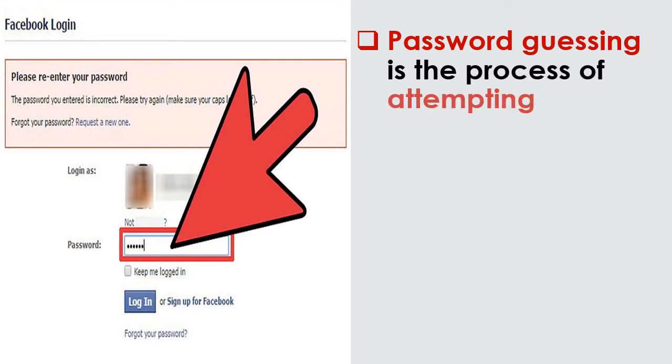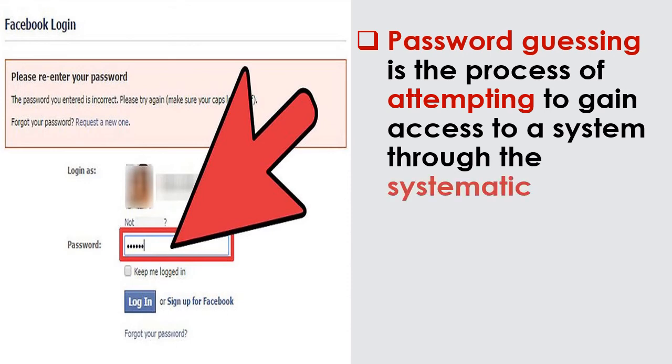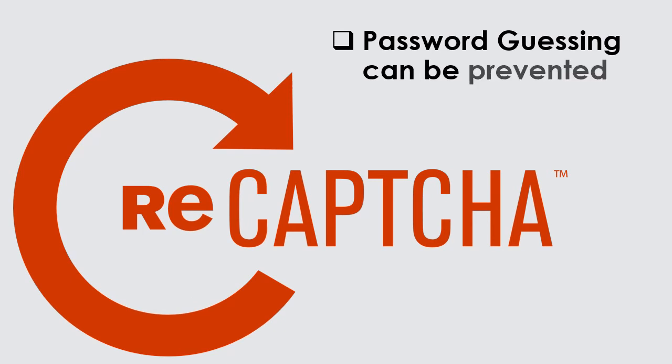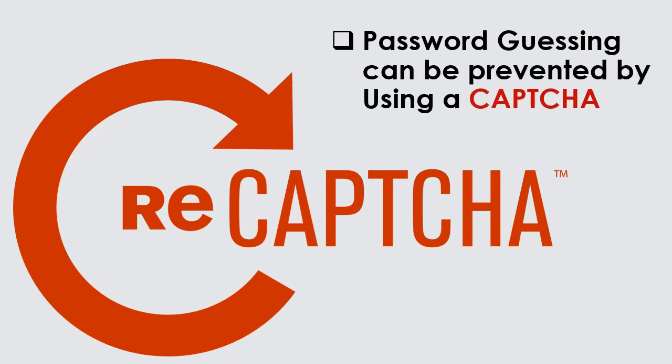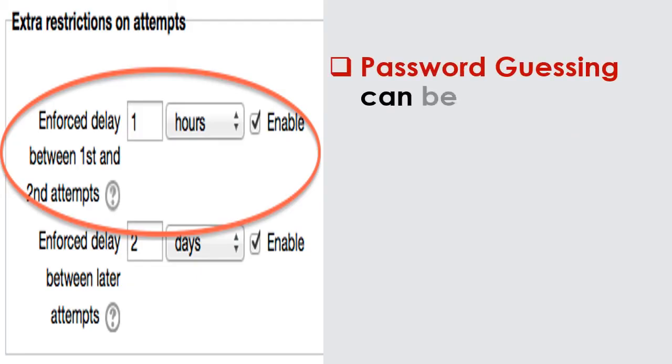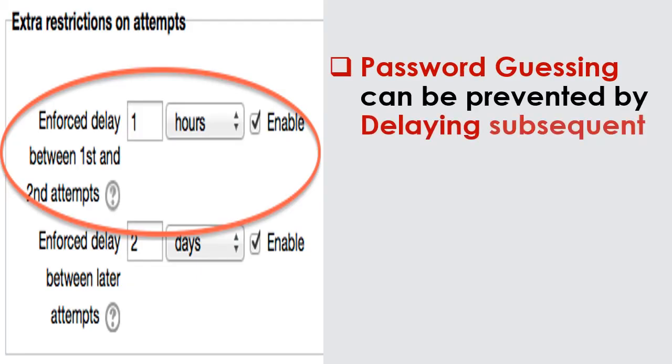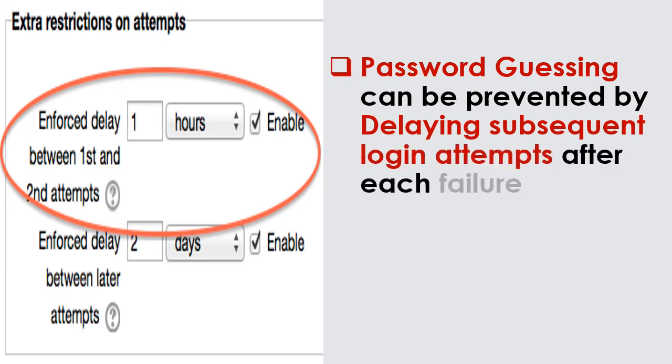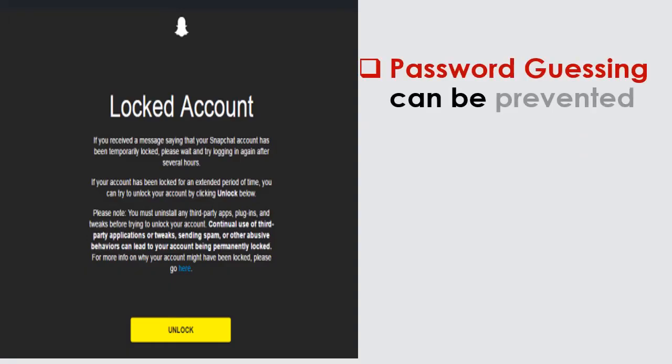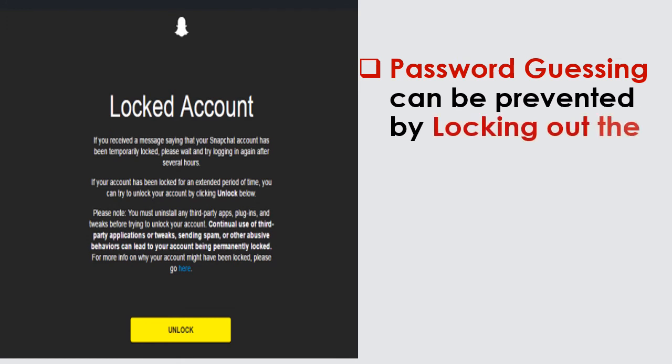Password guessing is the process of attempting to gain access to a system through the systematic guessing of passwords. Password guessing can be prevented by using a CAPTCHA. Password guessing can be prevented by delaying subsequent login attempts after each failure. Password guessing can be prevented by locking out the account completely.